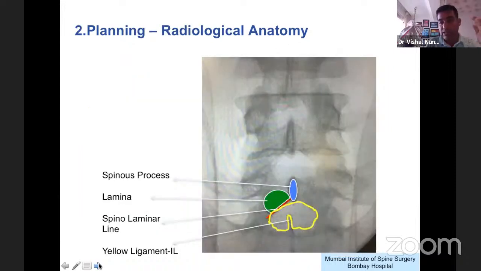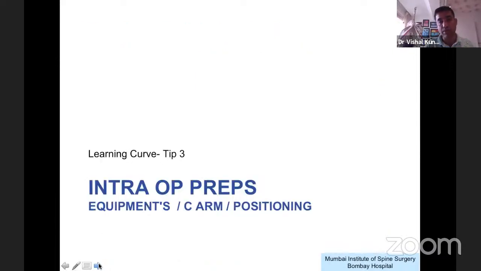And remember, all these anatomical points that you have learned and evaluated on the preoperative scan have to be merged with the radiological anatomy. Ultimately, MIS is all about radiological surgery. It is based on C-arm, and that's why all these points have to be correlated with the radiological anatomy that you're going to see intraoperatively.